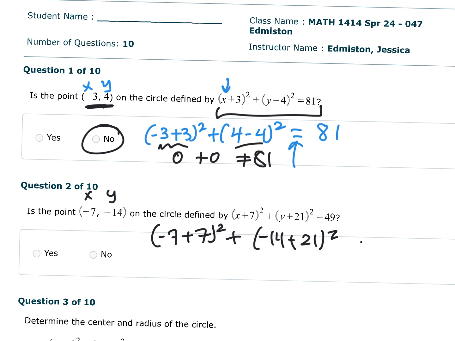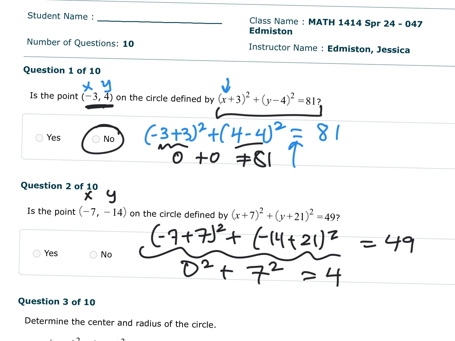So I'm just testing, does it actually equal 49? Does this part actually equal 49? Whether I use a calculator or I do it by hand, this becomes 0 squared. This becomes 7 squared. 0 plus 7 squared is 49. So this would be yes. All right, so that ordered pair is on the circle.